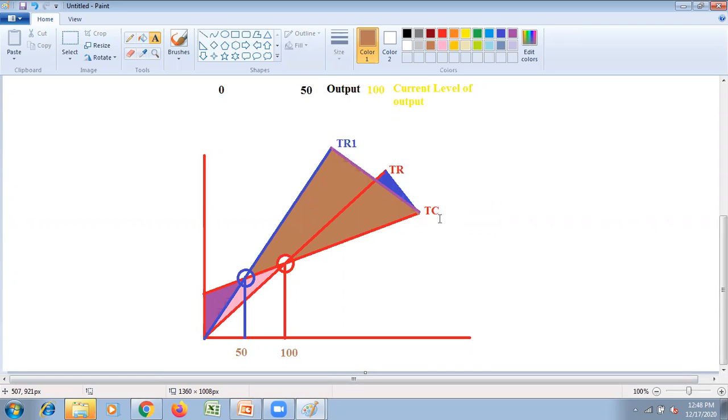Similarly, this is one way. This is the decision related with price. Now you can take a better decision of reducing cost as well. Let me show it to you as well. Just a minute.